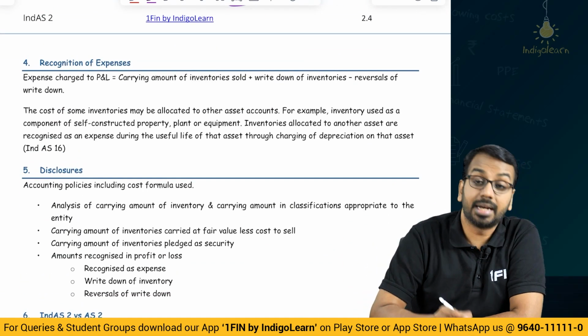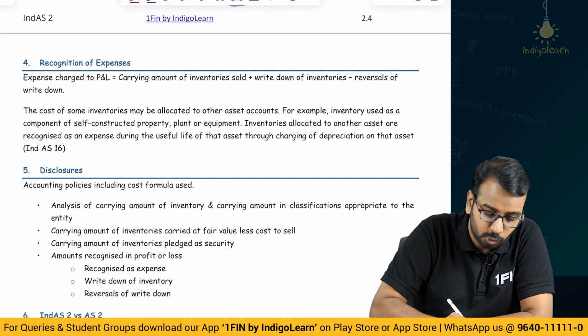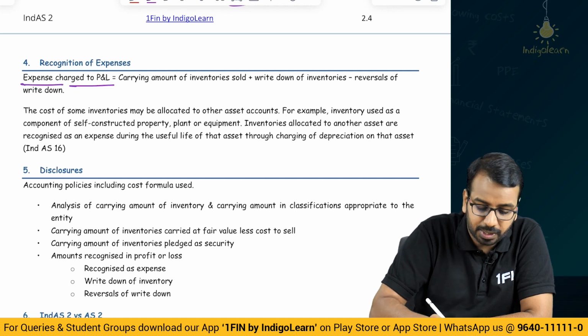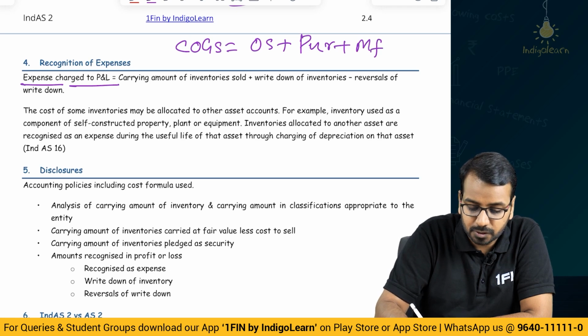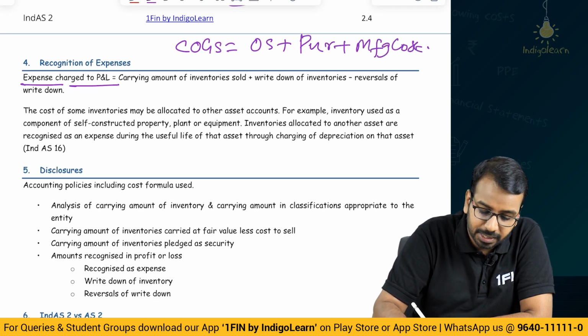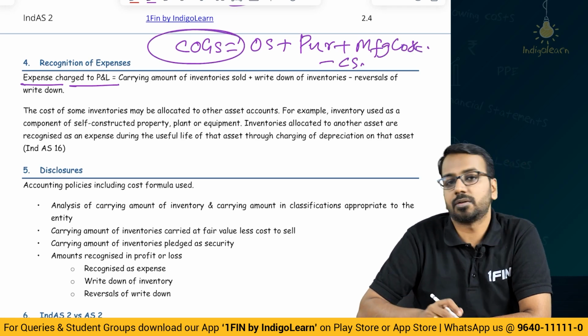Then Ind AS 2 also specifically requires us to show the expense that is charged to P&L. So basically cost of goods sold is your opening stock plus purchases plus other manufacturing cost minus closing stock. This is the cost of goods sold.